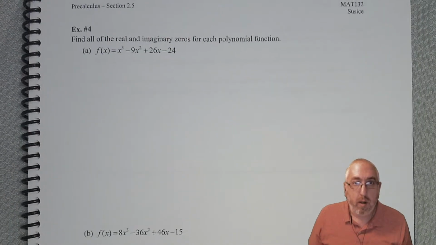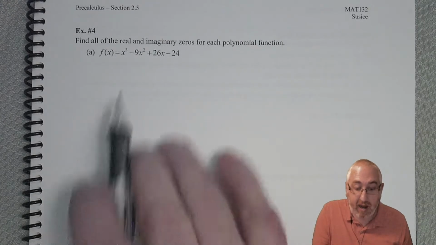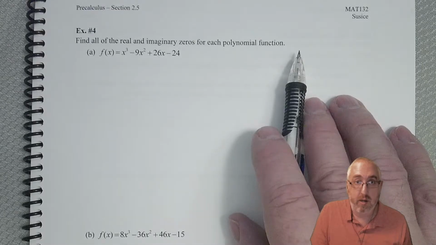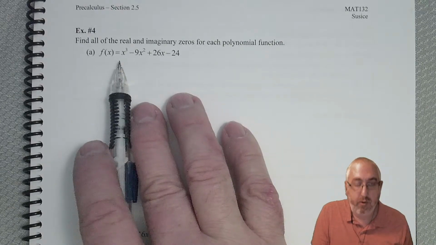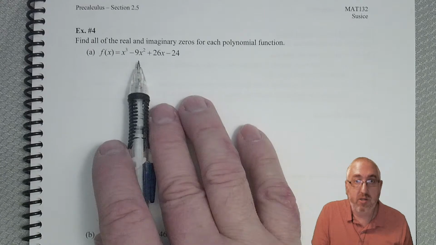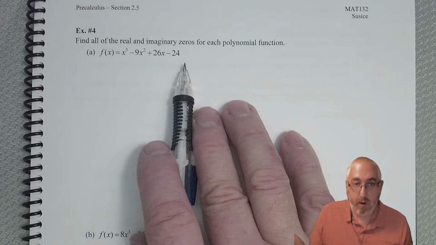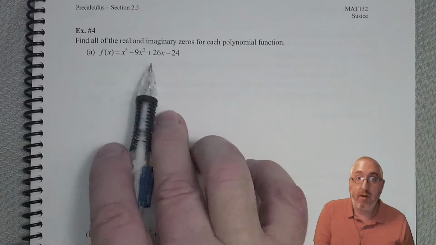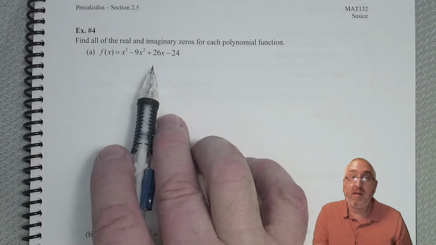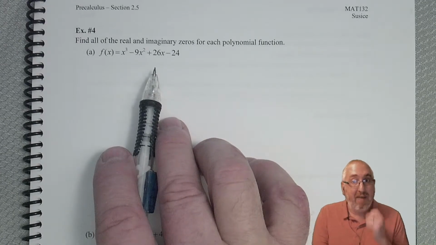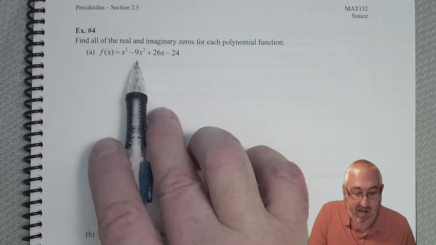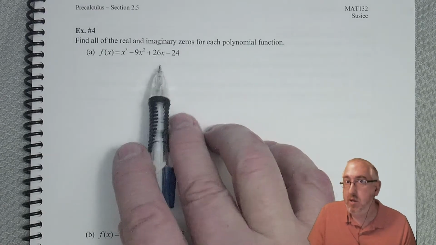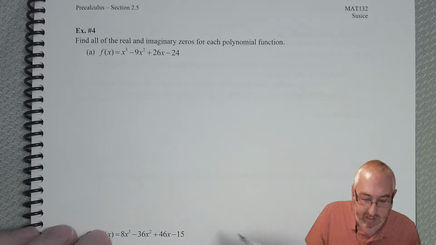So this first one says to find all of the real and imaginary zeros for each polynomial function. So we got f of x is equal to x cubed minus 9x squared plus 26x minus 24. All right, well, again, we could try to factor this. We've done factoring by grouping and things like that, but I have a pretty sneaking suspicion that this is not going to be able to be solved using factoring by grouping. So let's use our new trick and get a list.